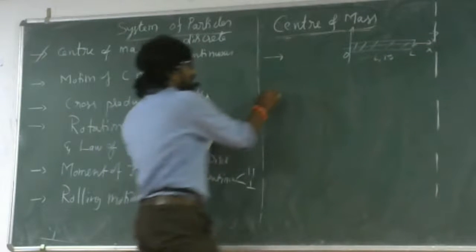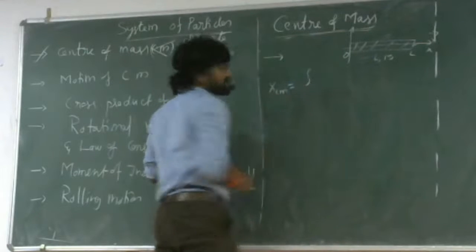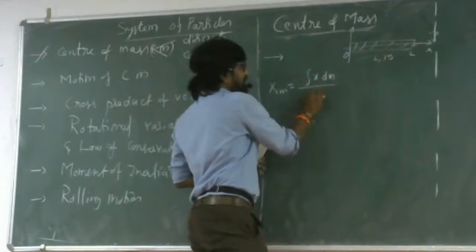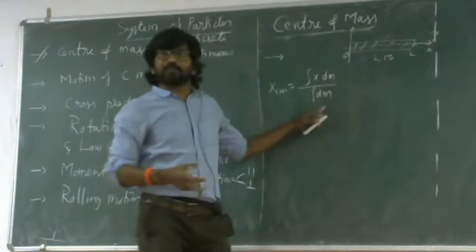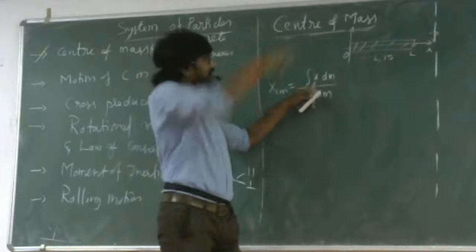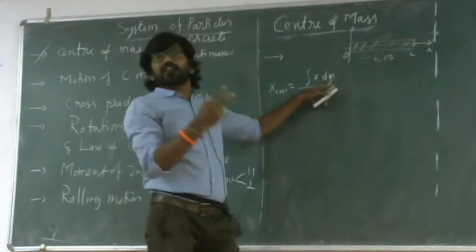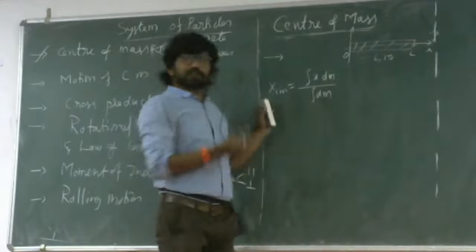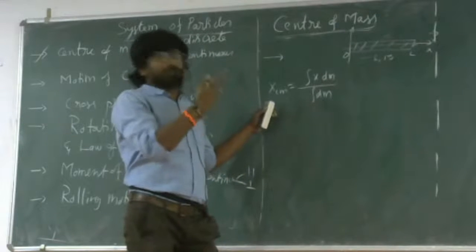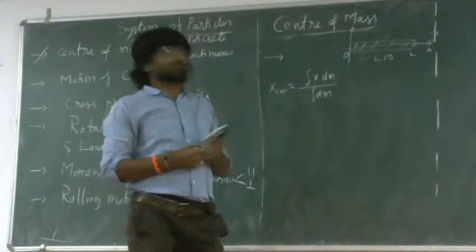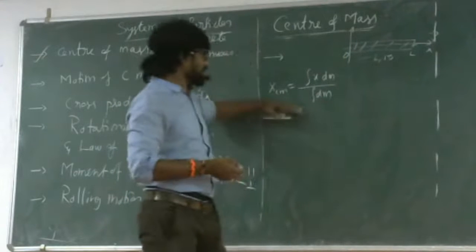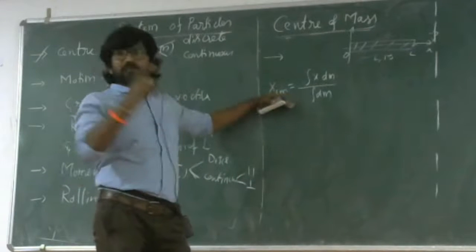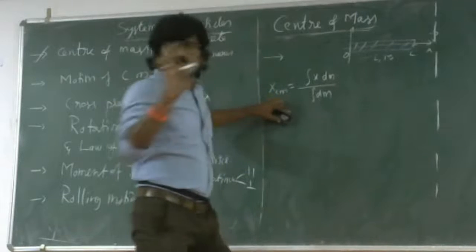Then you have to use a relation to find XCM is equal to integral of x dm by integral of dm. Integral of dm will give you the total mass. Here, because it is lying on the x-axis, you have to take x dm. If it is lying on the y-axis, you have to take y dm. If it is in general in space, the same way of representation, even RCM you can take. This is how we use the expression to calculate the center of mass of continuous mass distributed systems. Briefly, that's it.